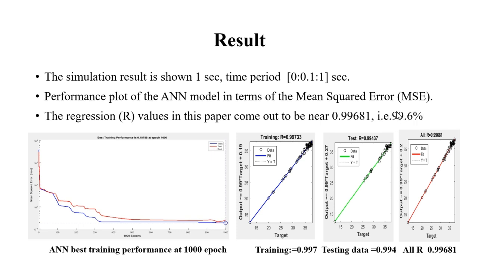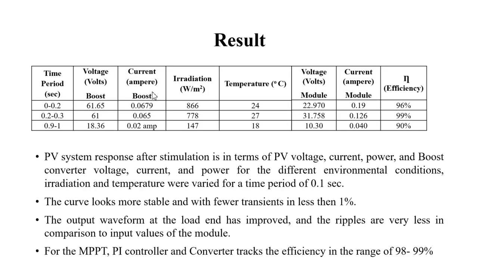That means the data that we have taken has an error value of 10 raised to the power minus 1, with a training value of 99.681. The regression value gives the accuracy of the model. Then these were the results we have considered. For 0 to 0.2 seconds we have calculated the irradiation at 886.